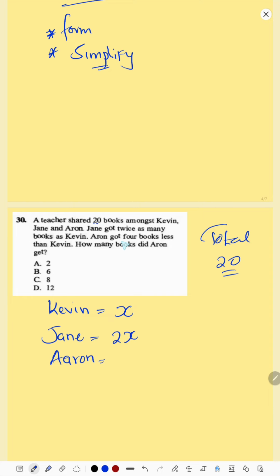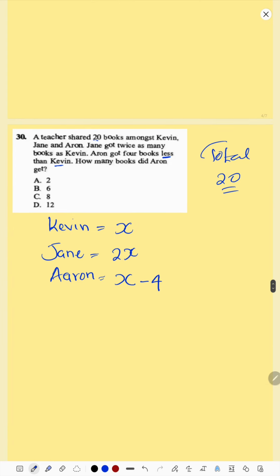And Adam got 4 books less. Okay? Note the word less. So it will be 4 books less than Kevin. So if Kevin got X books, Adam got X minus 4. At this point, we have formed an algebraic expression of what each one of them got. So we can go ahead and solve it.